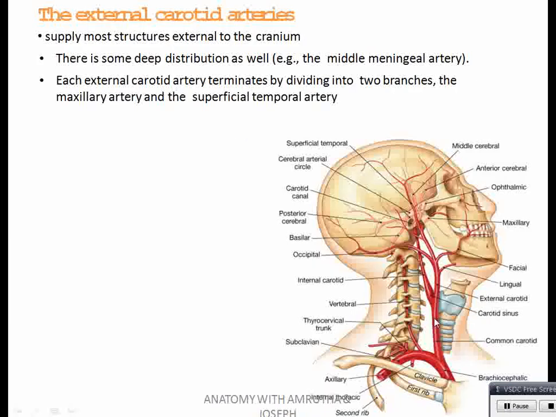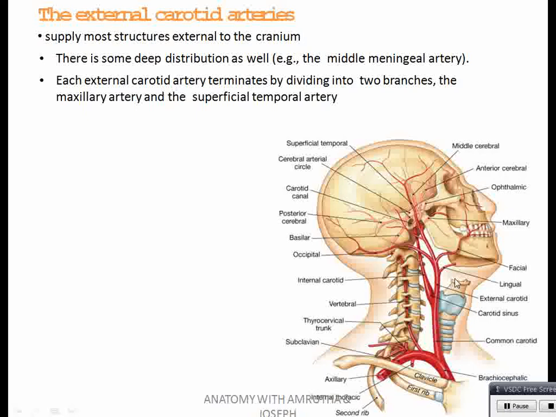So the common carotid artery divides into the external and internal carotid arteries. We are talking about the external carotid artery. They supply most structures external to the cranium. There is deep distribution as well. Some of the branches go to the deeper aspect, like the middle meningeal artery, which passes through the foramen in the skull and reaches the inner aspect of the skull. But the majority of the branches supply the outer aspect.